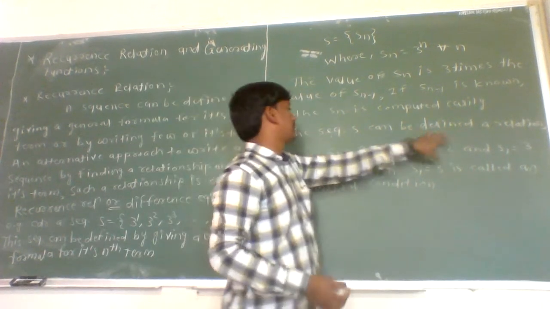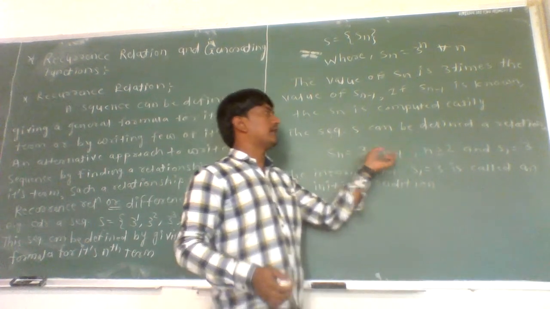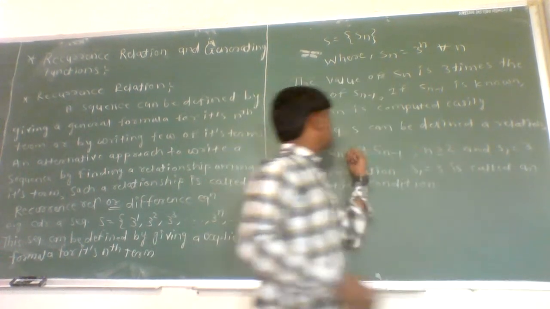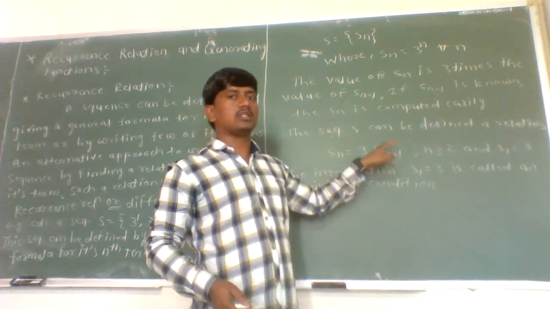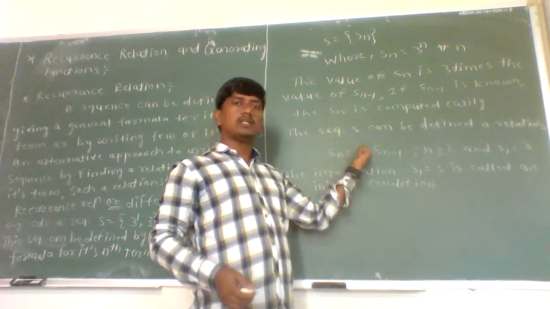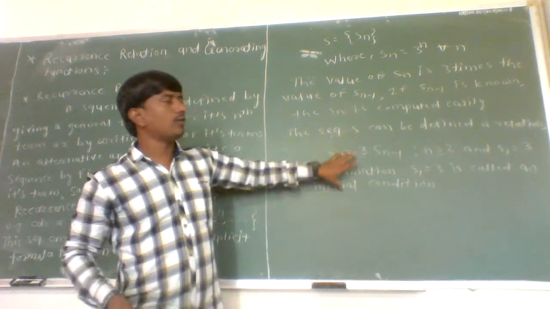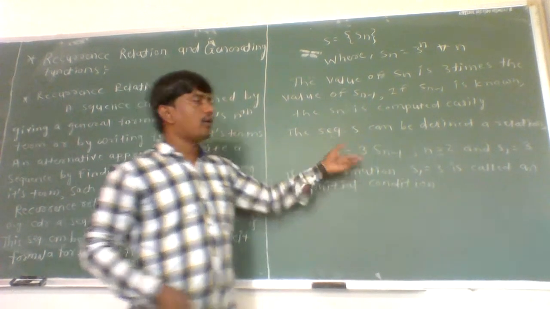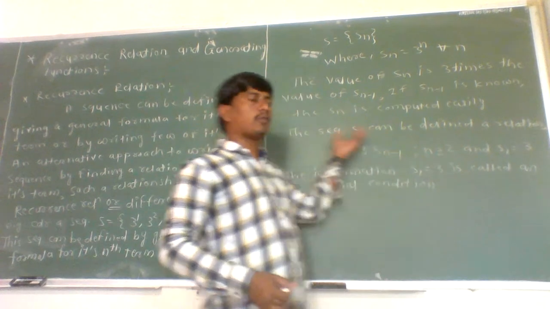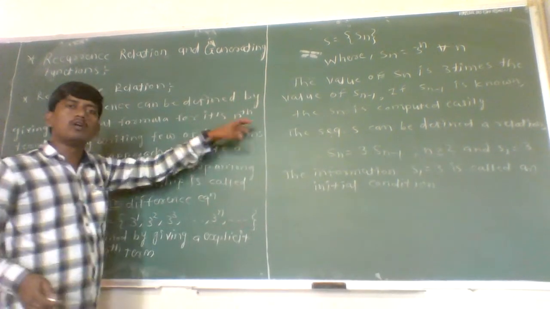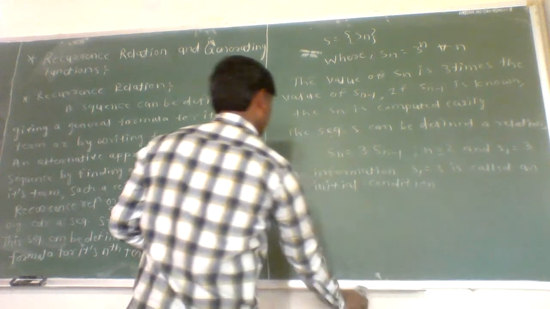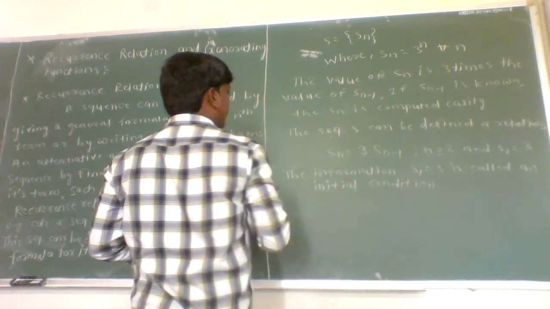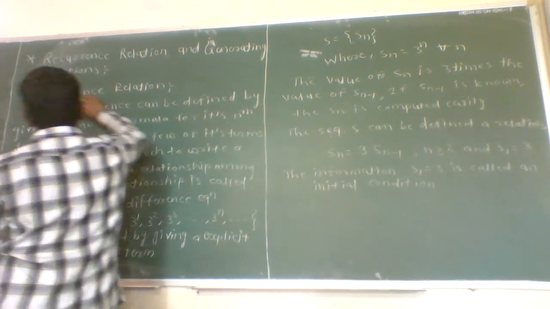As here n is greater than or equal to 2, S_2 is 3 times S_1, and S_1 is 3. Therefore, S_2 is 3 into 3, which is 3 square. Similarly, S_3 is 3 into S_2, and S_2 is 3 square, so 3 square into 3 is 3 cube. In this way, we can get all the terms of the given sequence. Therefore, if we take any sequence, it can have more than one recurrence relation. Okay. Now, let us see the actual definition of a recurrence relation.